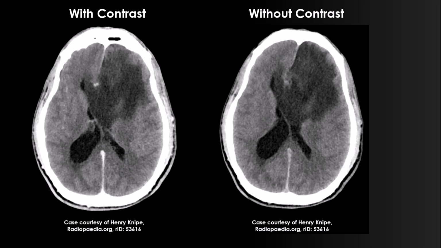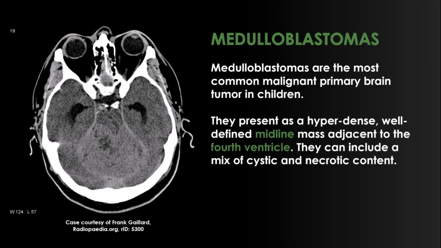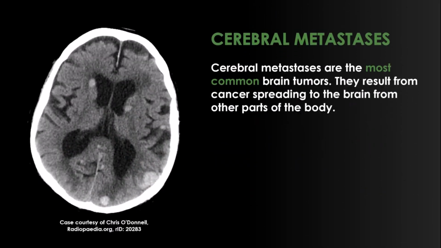The next type of malignant brain tumor is medulloblastomas. Medulloblastomas are the most common malignant primary brain tumor in children. They present as a hyperdense, well-defined midline mass adjacent to the fourth ventricle. They can include a mix of cystic and necrotic content. The tumor in this patient fits that description. There's a very large midline mass in the area of the fourth ventricle. This scan was performed without contrast, and the tumor is hyperdense, meaning it is brighter and more dense than the surrounding brain matter.